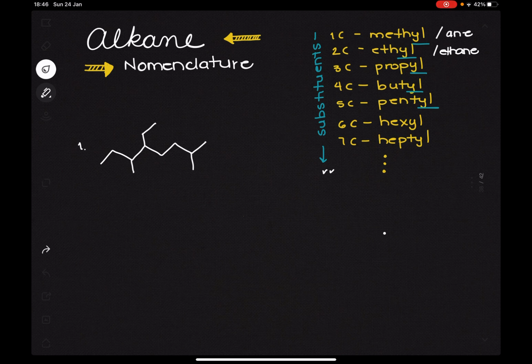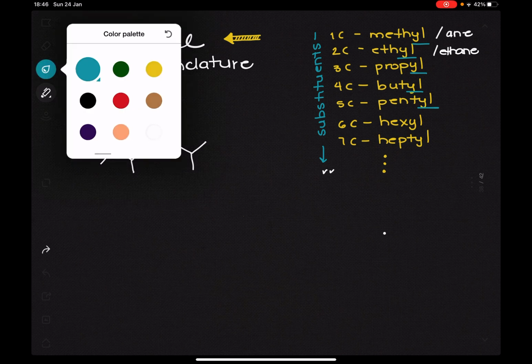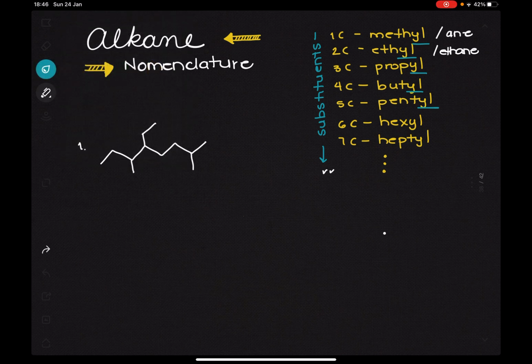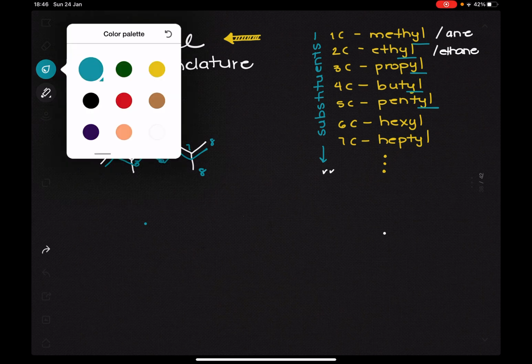So let's practice some. The first step in solving names, nomenclature, is going to be to number the structure, the longest continuous chain. So let me get started. I have several options. I have 1, 2, 3, 4, 5, 6, 7, 8. I have another 7, 8. I have a 4, 5, 6. So obviously the structure that I'm going to choose is this long structure. So everything that is not in that line is going to be a substituent.